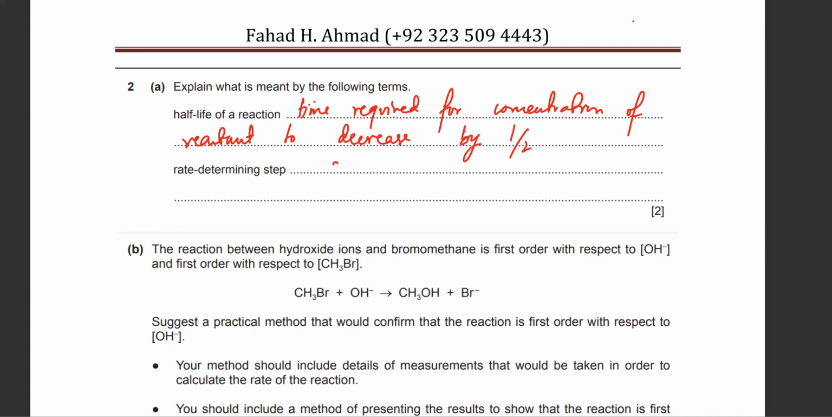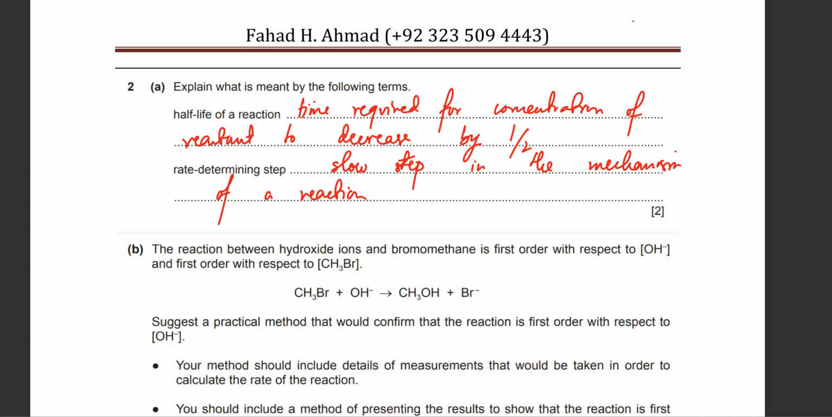And the rate determining step is the slow step in the mechanism of a reaction.